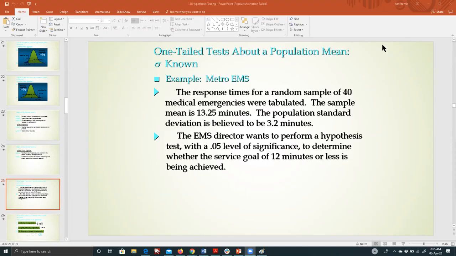How would you solve this? The idea is very simple. You have a random sample of 40 medical emergencies. The sample mean is 13.25 minutes. The population standard deviation is believed to be 3.2 minutes. Now the EMS director wants to perform a hypothesis test with a 0.05 level of significance to determine whether the service goal of 12 minutes or less is being achieved. Now, which kind of tail problem is it? Can anyone tell me?